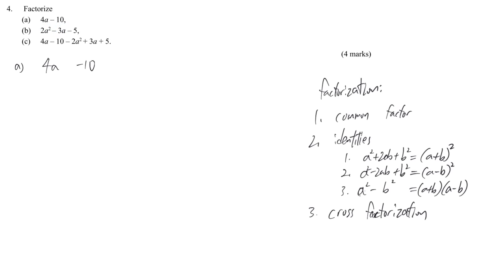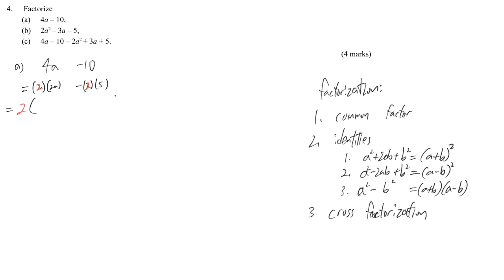Factorization question again, and then in part A it looks simple, just 4a minus 10. And then we check the items one by one. Is there any common factor? It's obviously both 4 and 10 can divide by 2. So in normal form, we can isolate 2 times 2a here, and then we have 2 times 5 here. We realize that 2 is common, so we take it out.